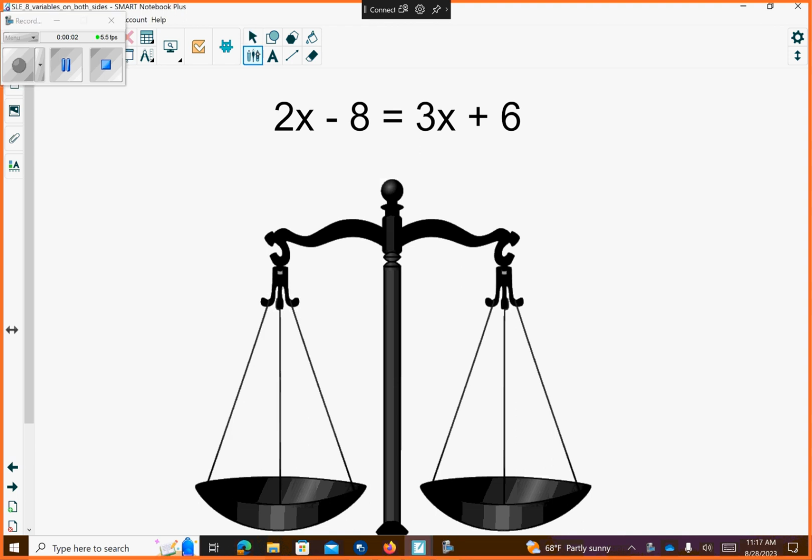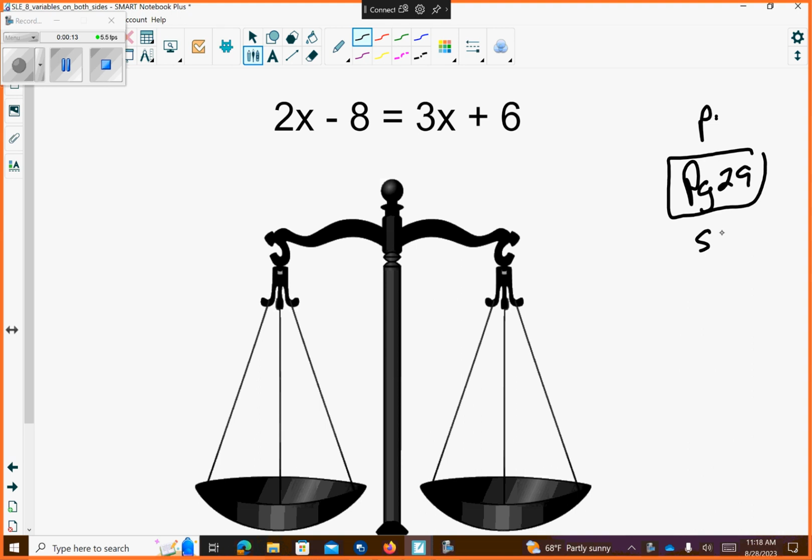Hi, CP Algebra 1. This is on page 29 of your notes. So it's SLE8.